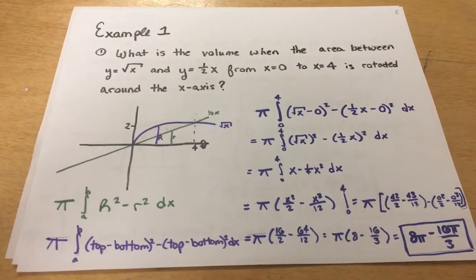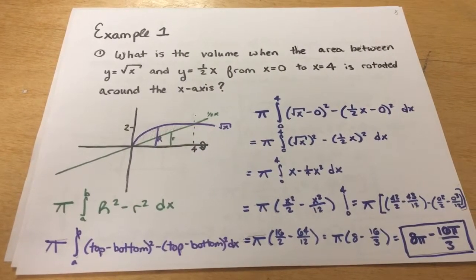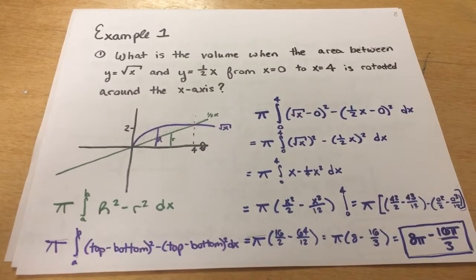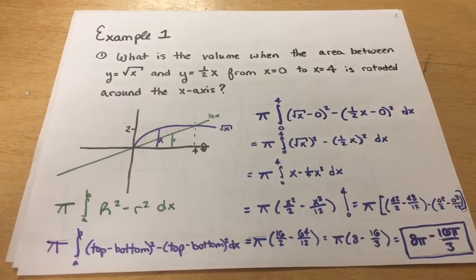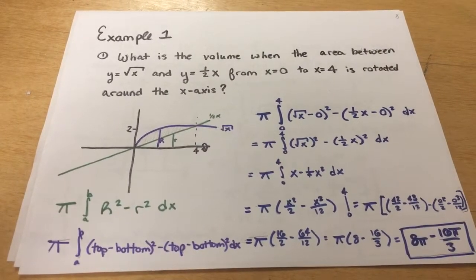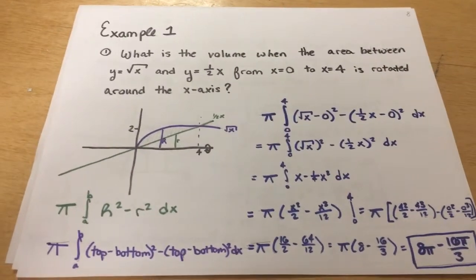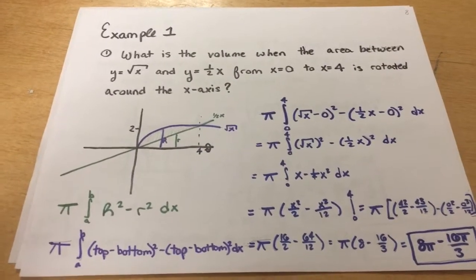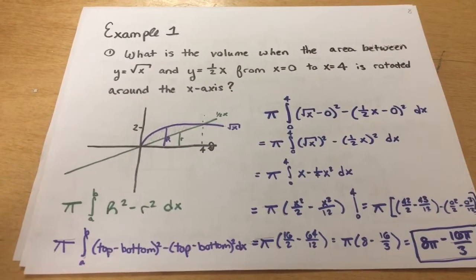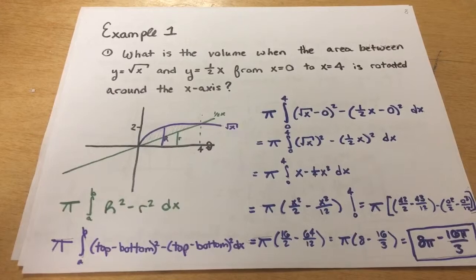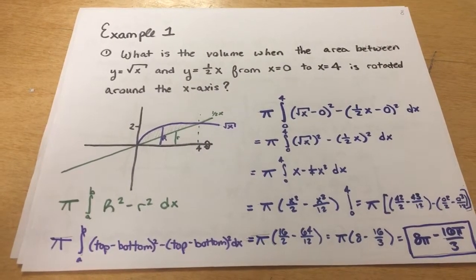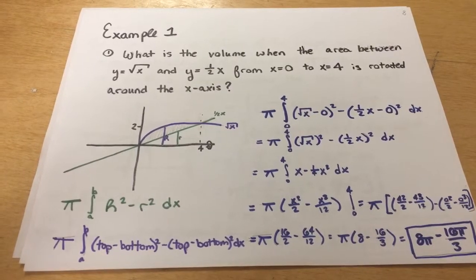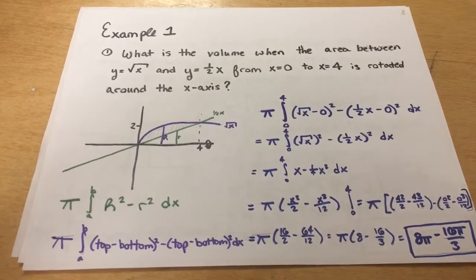Then we determine that 1/2 x is the inside function, or little r. So once again, we do top minus bottom, and the bottom is 0, so we can just plug 1/2 x into the formula. From there, it is just a matter of simplifying the integral, and we end up with x minus 1/4 x squared. The antiderivatives are found, and the bounds are substituted into the equation, which is then simplified to 8 pi minus 16 pi divided by 3.